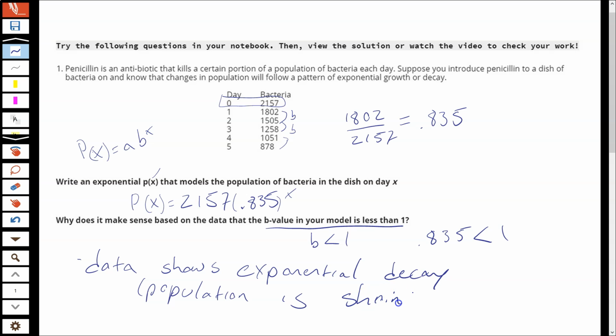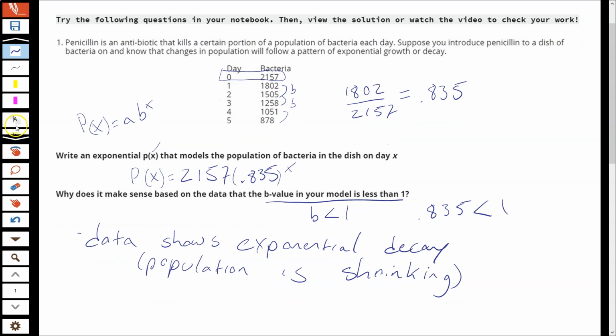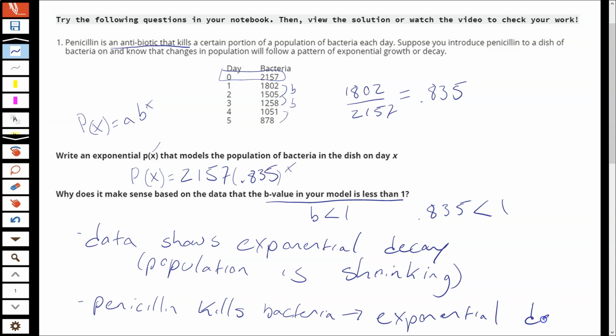Or we could go back to the text of the problem even, and we could say, we know that penicillin is an antibiotic that's killing these things. So again, our population should be getting smaller. So a couple of different answers there, meaning basically the same thing. If the drug is killing bacteria, that means we should have exponential decay. So you could answer based on the text or the table here, and I think that would be okay.